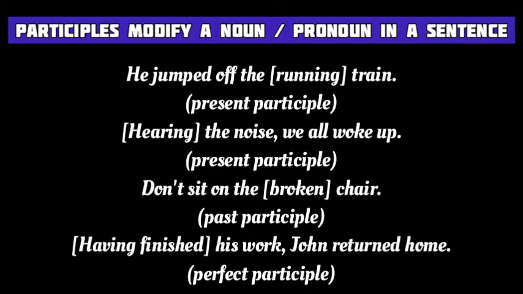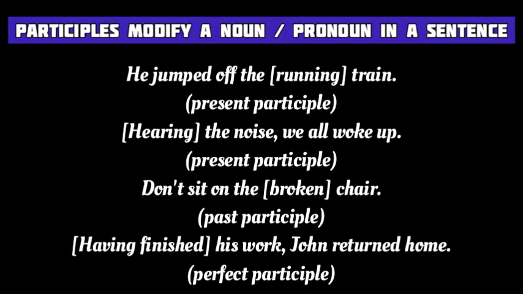In this sentence, running is the present participle, made from the fourth or ing form of the verb run to modify the noun train. In the sentence, hearing the noise we all woke up, hearing is the present participle modifying the pronoun we in the sentence. Then, don't sit on the broken chair. Here broken is the past participle made from the third form of the verb break to modify the noun chair.